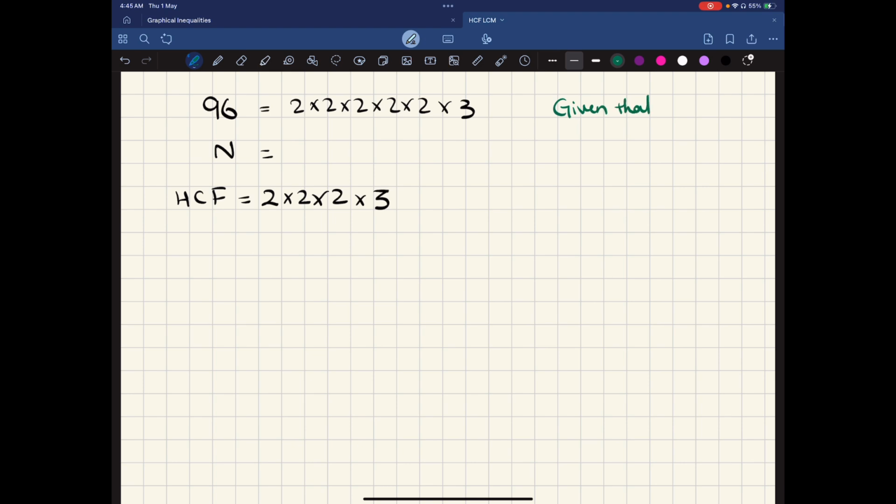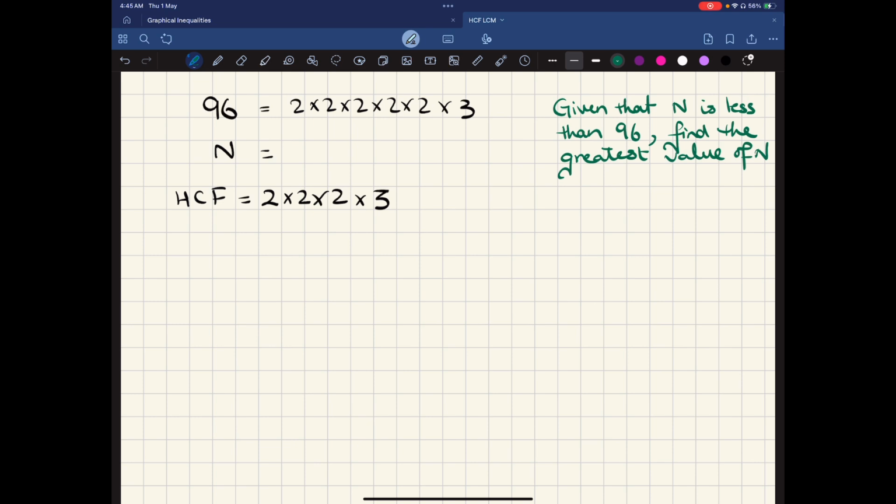Given that n is less than 96, find the greatest value of n. Okay, so they've capped it at 96. So we need to find the greatest value of n, which is less than 96.